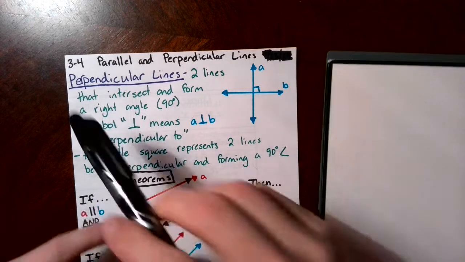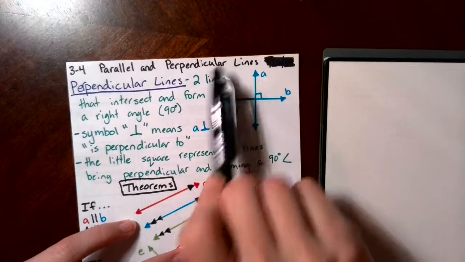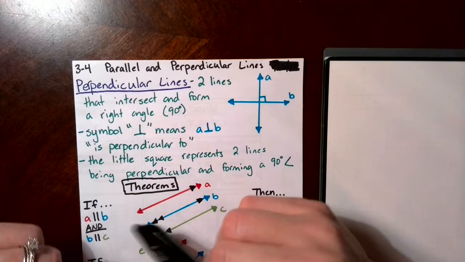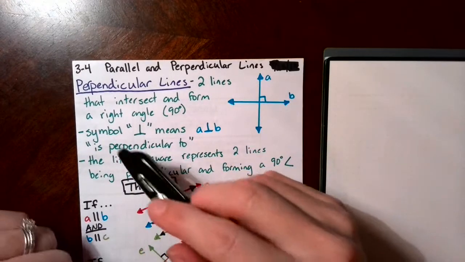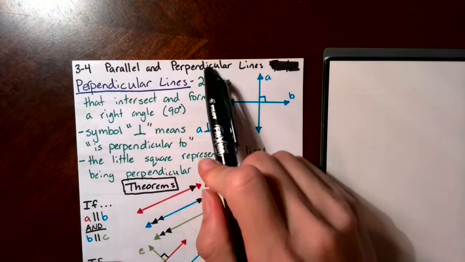Okay, so for section 3-4, parallel and perpendicular lines. This is building off of the lines and angles that we've already been talking about with parallel lines cut by a transversal. And now we're going to introduce something new. We've been talking about parallel. Now we're going to talk about perpendicular lines.